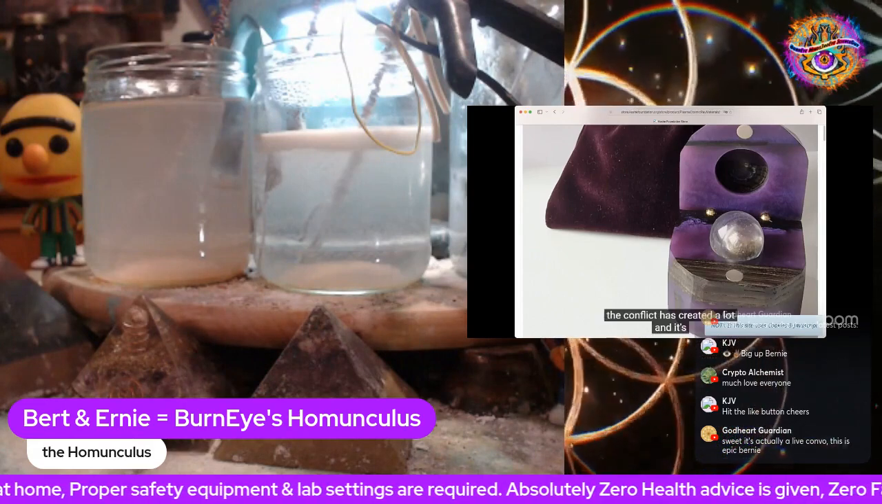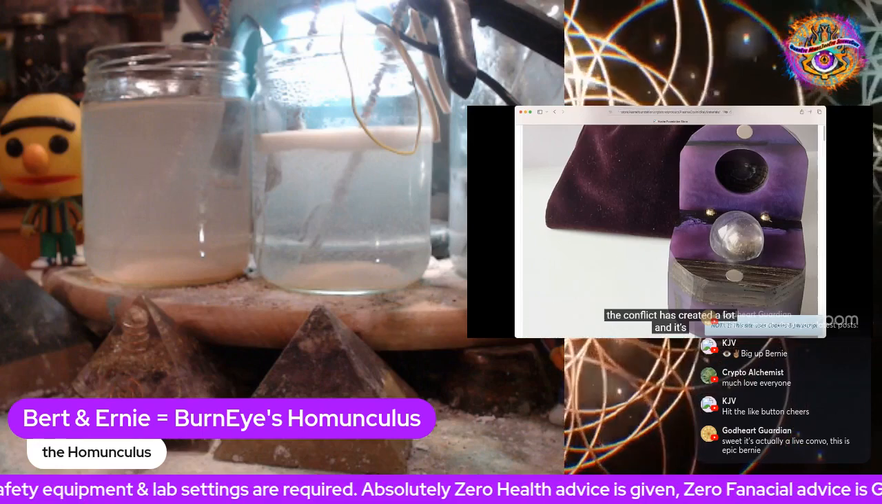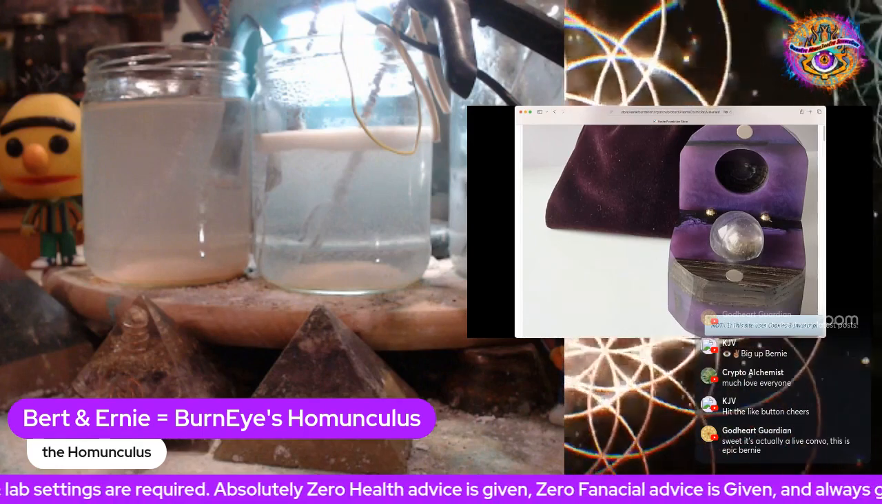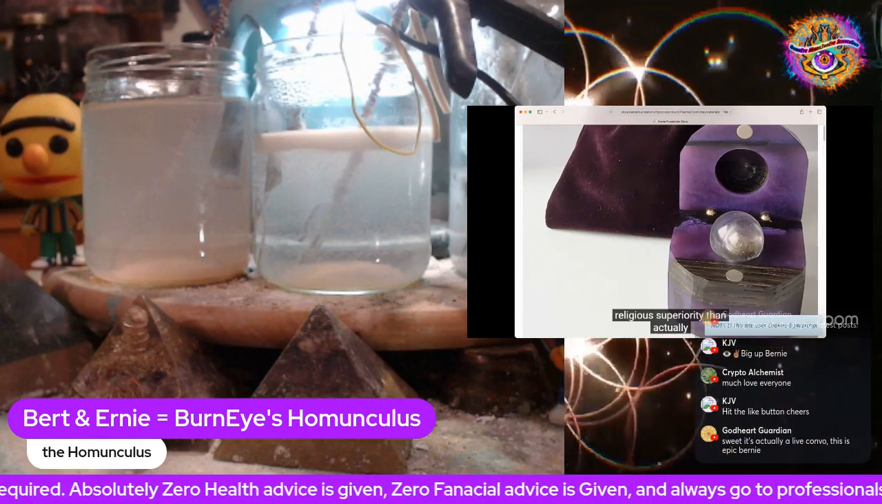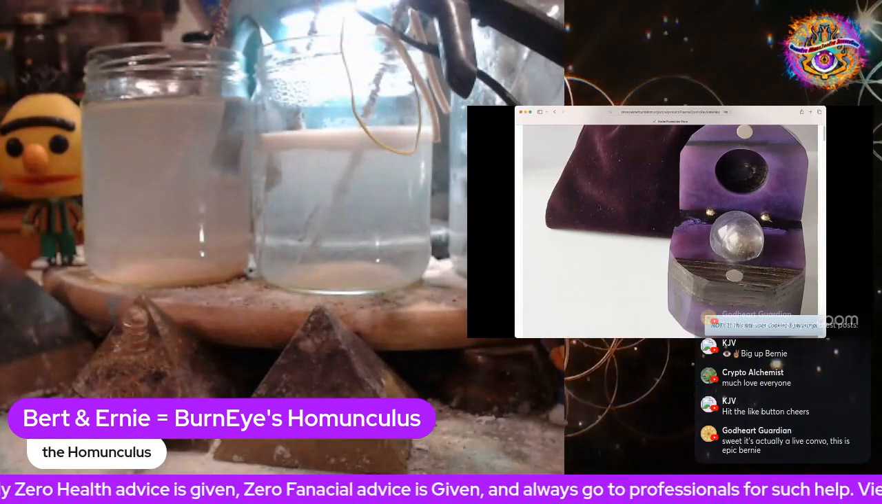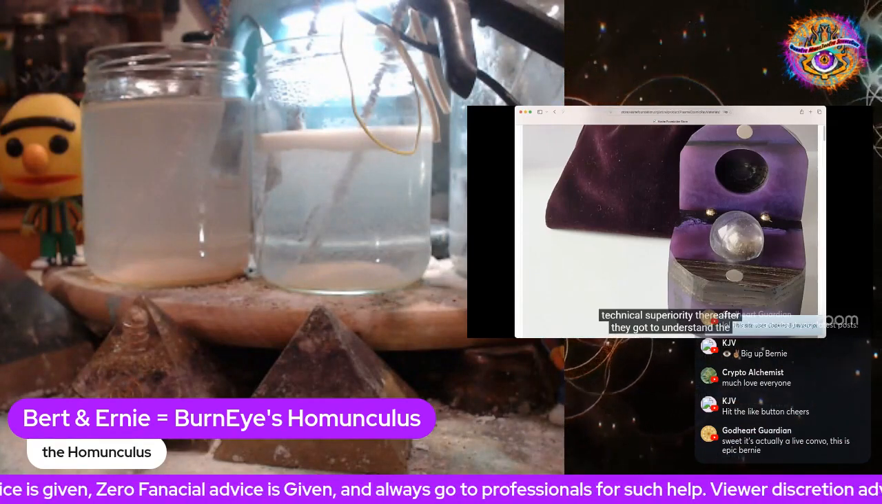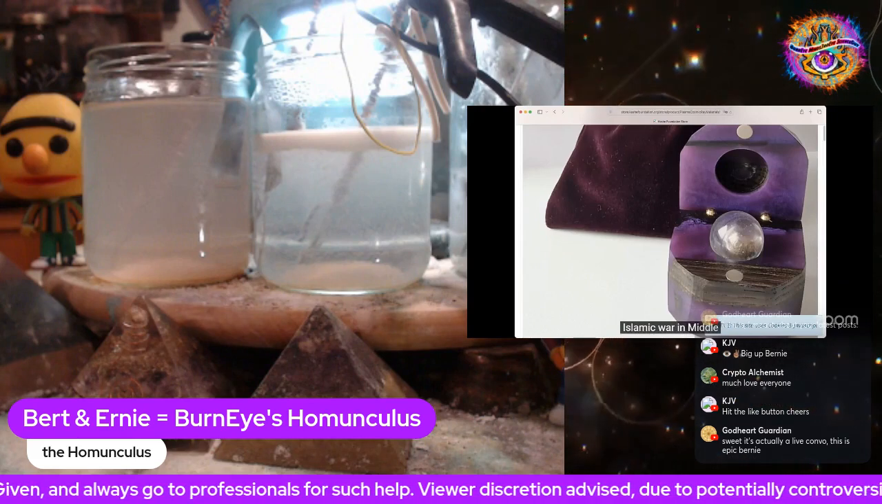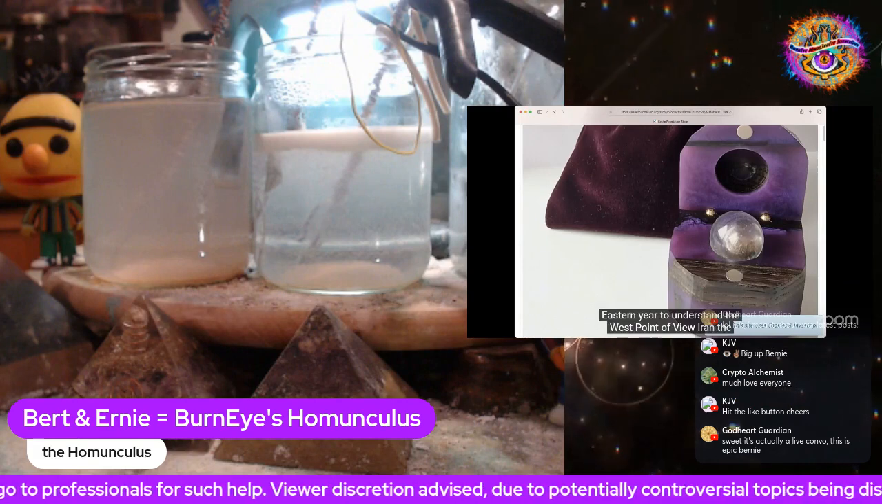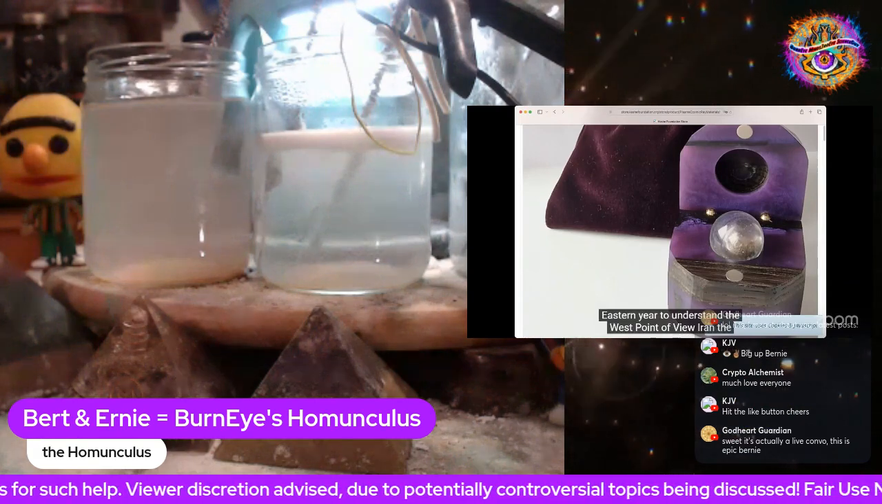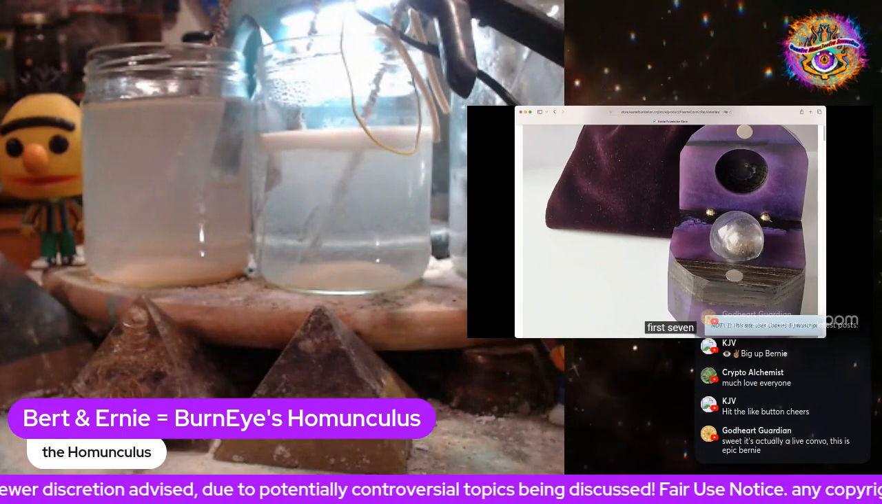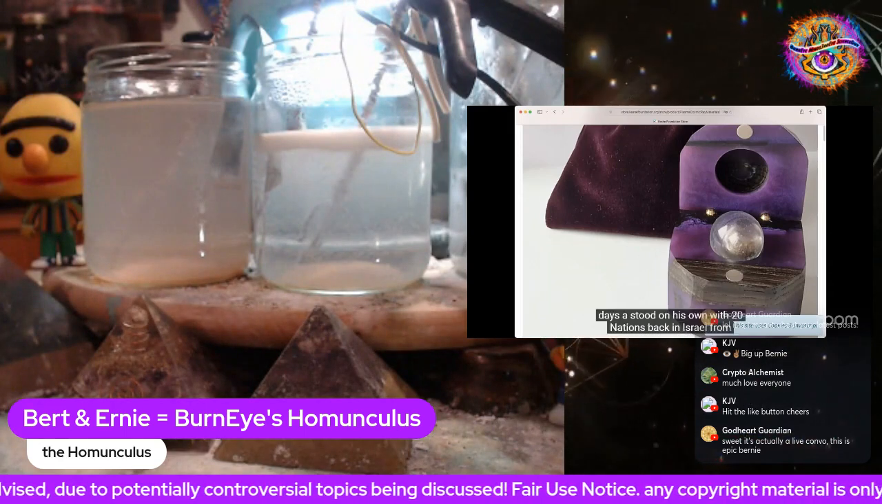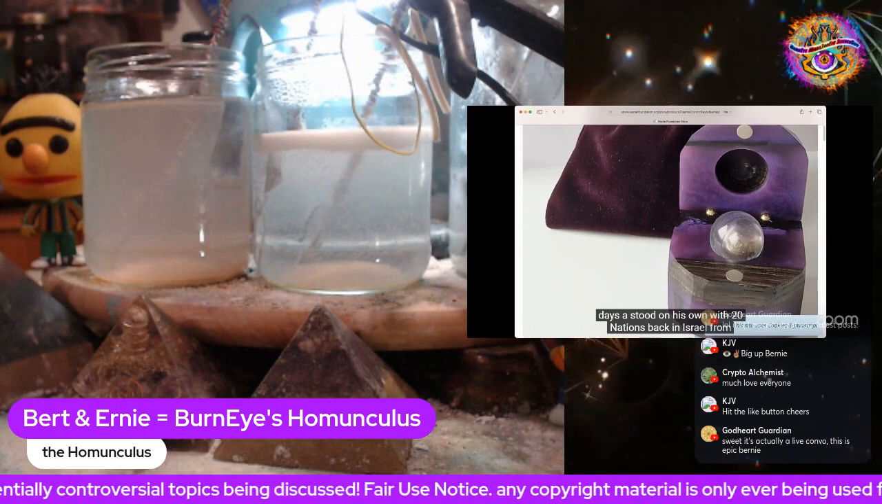The conflict has created a lot of mess. And it's religious superiority rather than actually technical superiority thereafter. You have to understand the Islamic world in the Middle East, and you have to understand the Western point of view. Iran, the first 7 days, stood on its own with 20 nations backing Israel from land, sea, weapons, everything possible.